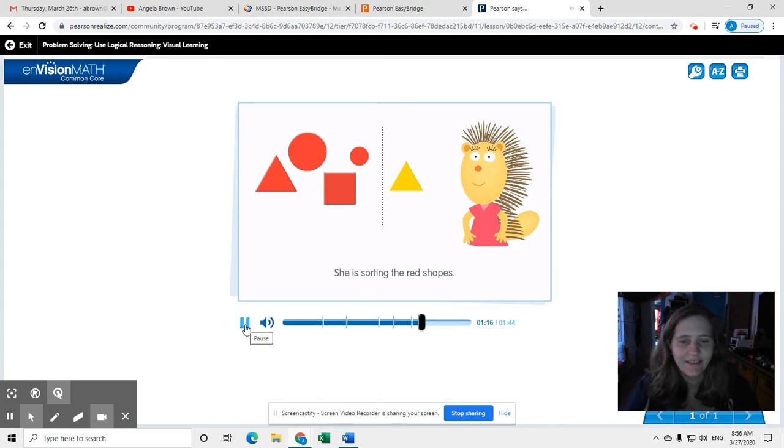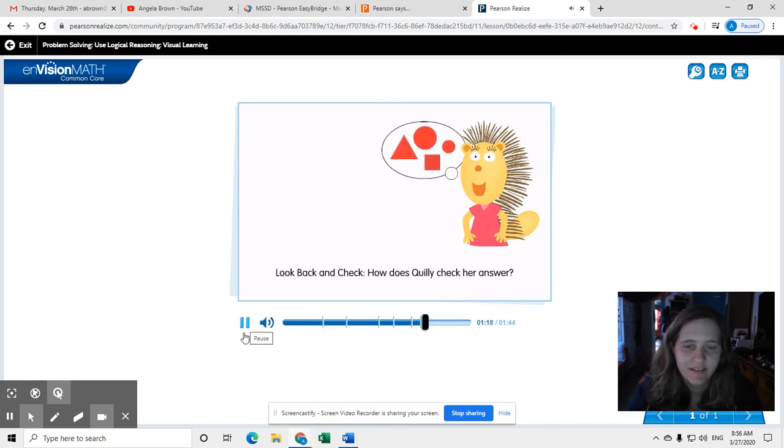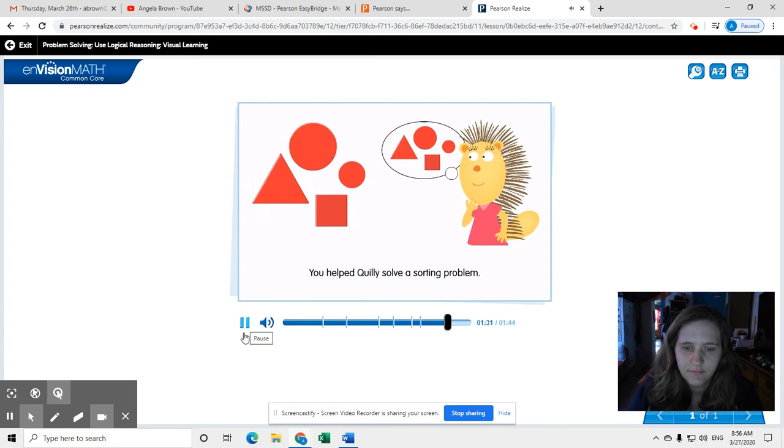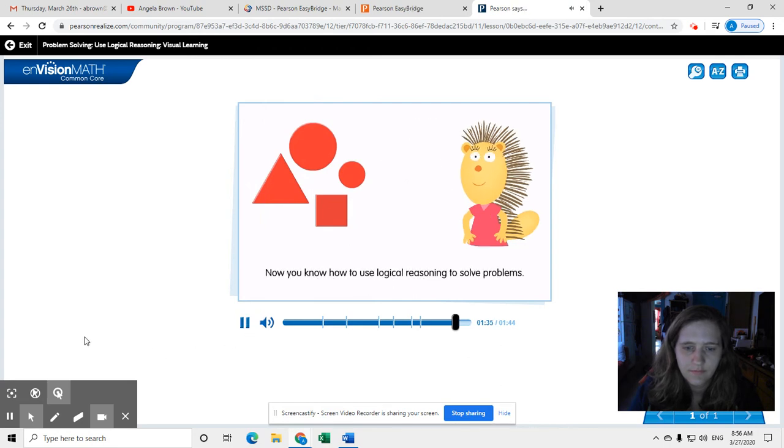Nicely done. Look back and check. How does Quilly check her answer? She looks back to check that she has sorted all the red shapes. You helped Quilly solve a sorting problem. Now you know how to use logical reasoning to solve problems.